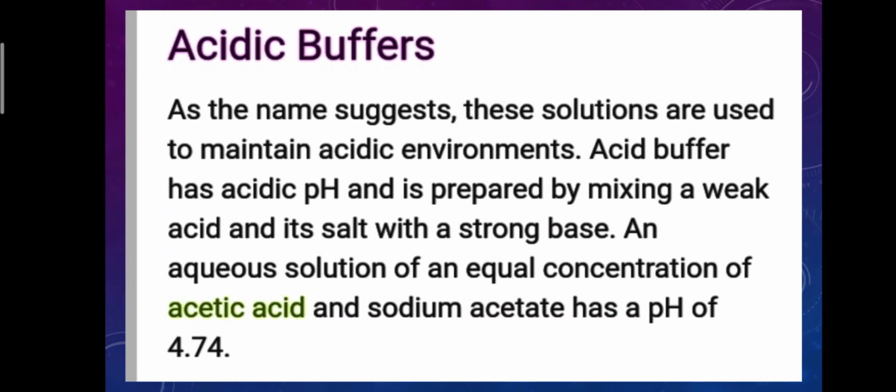An acid buffer has an acidic pH and it is prepared by mixing a weak acid and its salt with a strong base. An aqueous solution of an equal concentration of acetic acid, which is a weak acid, and sodium acetate, which is a salt of acetic acid with a strong base. Sodium acetate is formed by the neutralization reaction of acetic acid with sodium hydroxide. So, sodium acetate is a salt of a weak acid with a strong base.